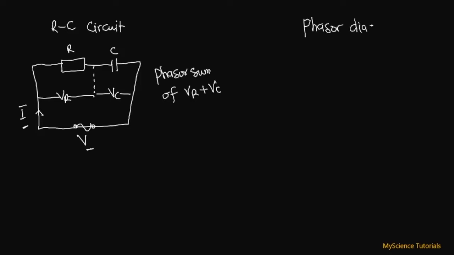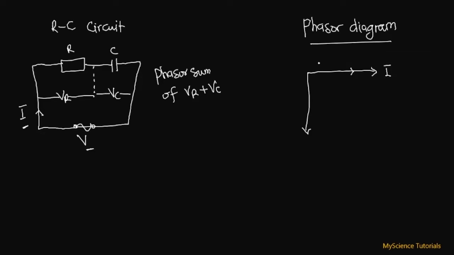The phasor diagram. So the phasor diagram for this type of circuit is like this. We are saying the current is leading the voltage by an angle between 0 to 90 degrees. So we have this over here, we have our current over here.